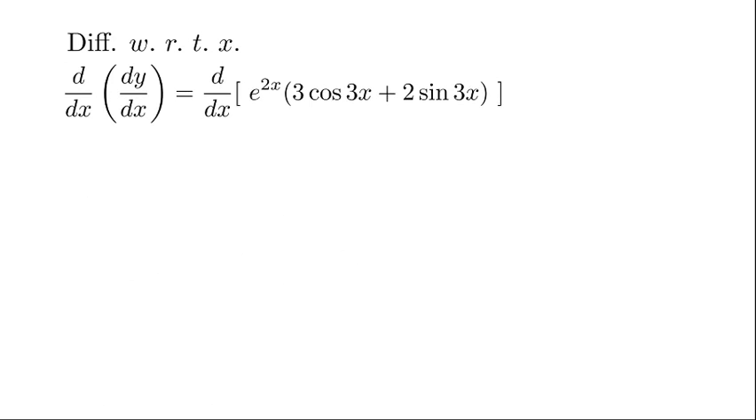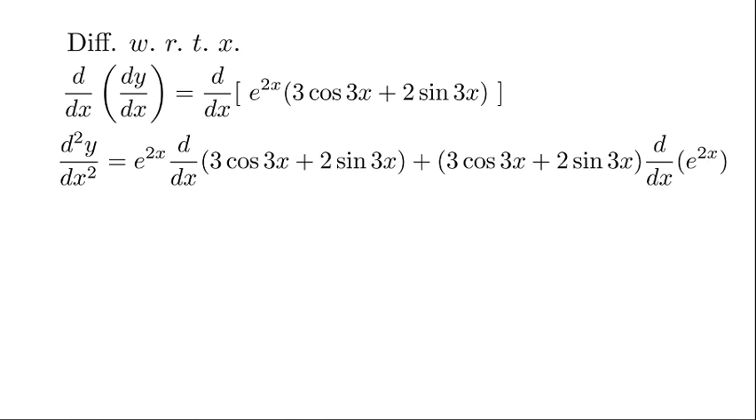Again differentiate this with respect to x. So this is what we get. d by dx of dy by dx equal to d by dx of the RHS of the previous step. And now here again we make use of the product rule. e raised to 2x, d by dx of this term plus 3 cos 3x plus 2 sin 3x into derivative of e raised to 2x.